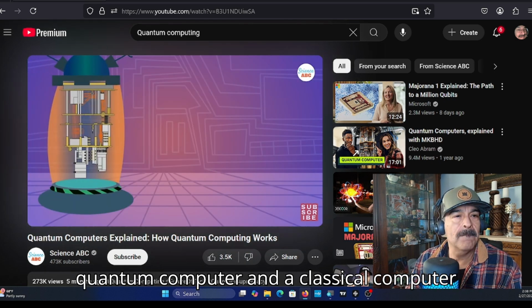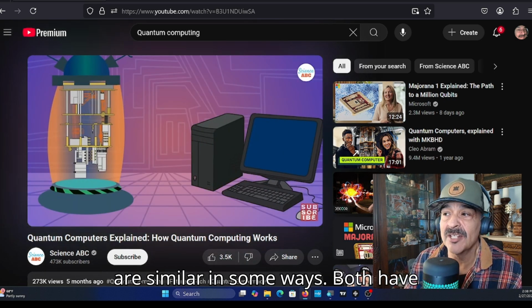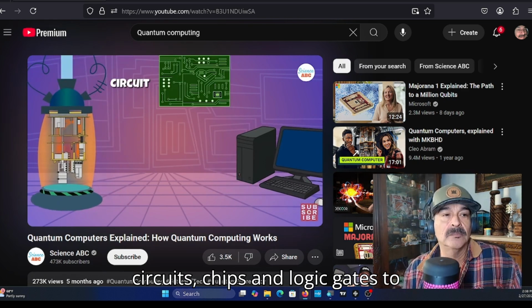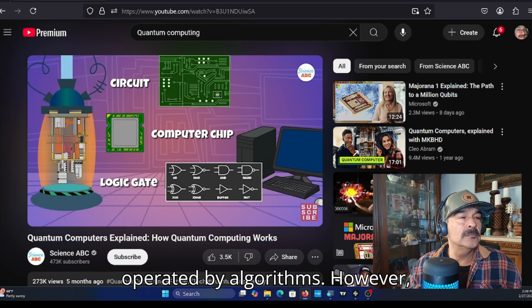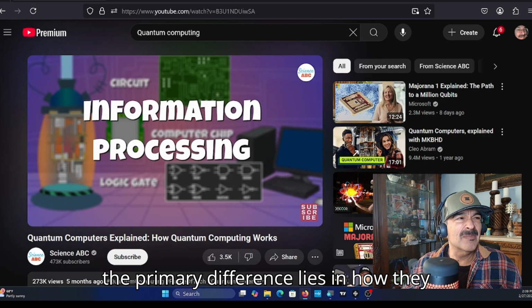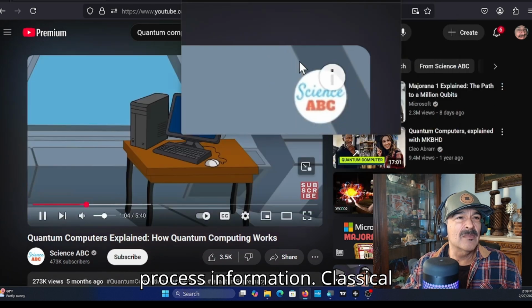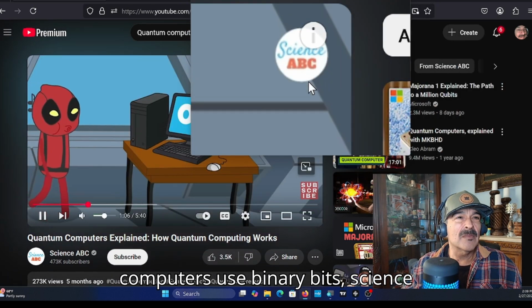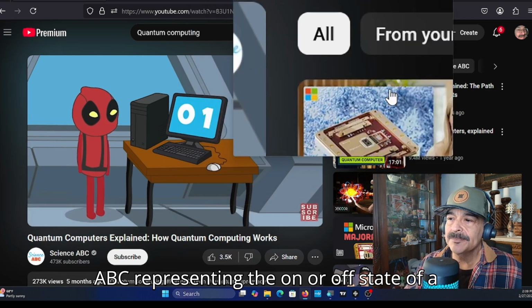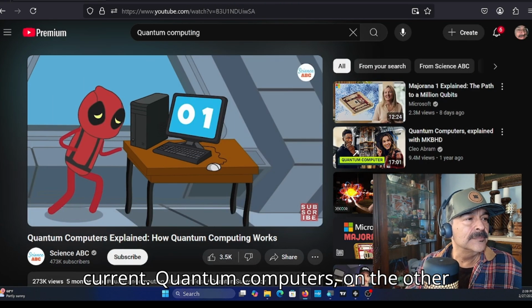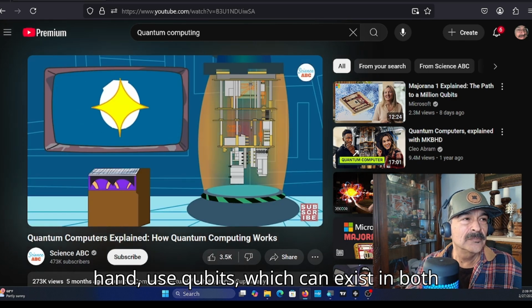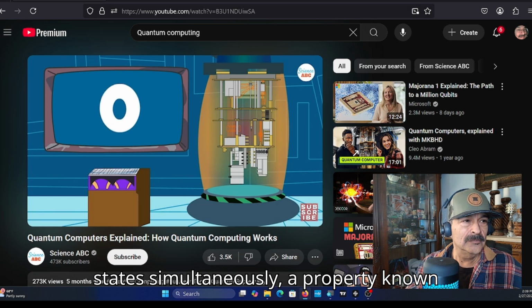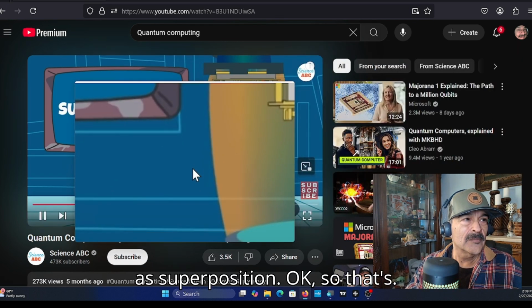A quantum computer and a classical computer are actually similar in some ways. Both have circuits, chips, and logic gates to process information, and they are both operated by algorithms. However, the primary difference lies in how they process information. Classical computers use binary bits, zeros and ones, representing the on or off state of a current. Quantum computers, on the other hand, use qubits, which can exist in both states simultaneously, a property known as superposition.